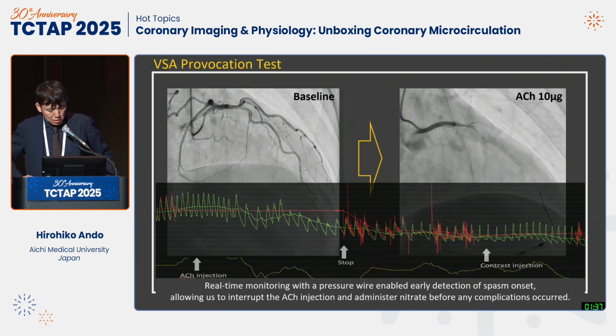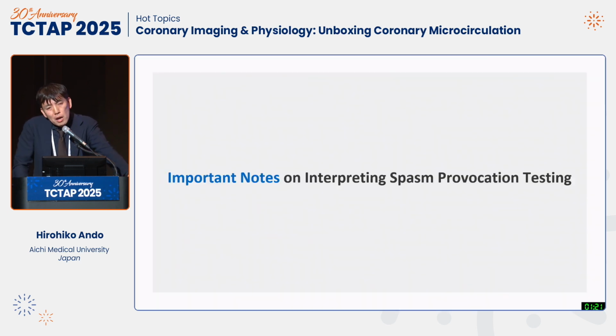So in this case, real-time monitoring with a pressure wire enabled early detection of spasm onset, allowing us to interrupt the acetylcholine injections and administer nitrate before any complication occurred. Finally, I'd like to share the important notes on interpreting spasm provocation testing.